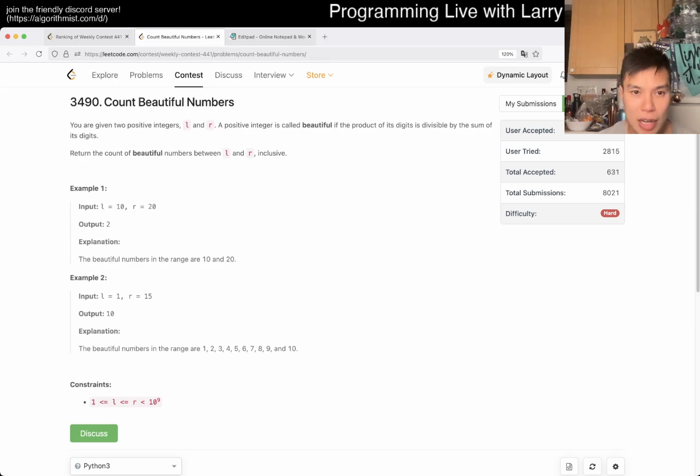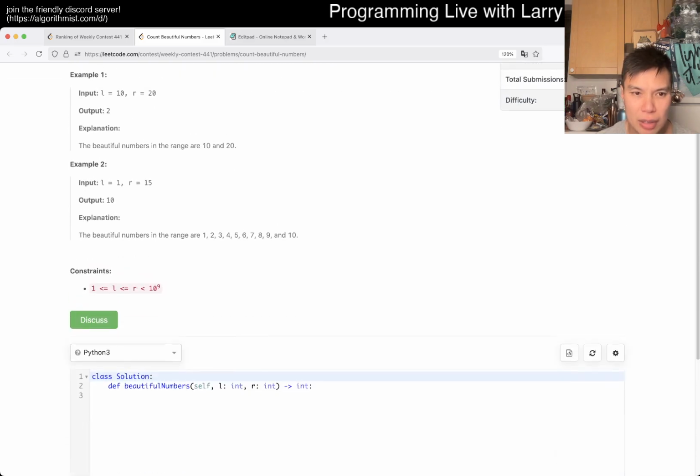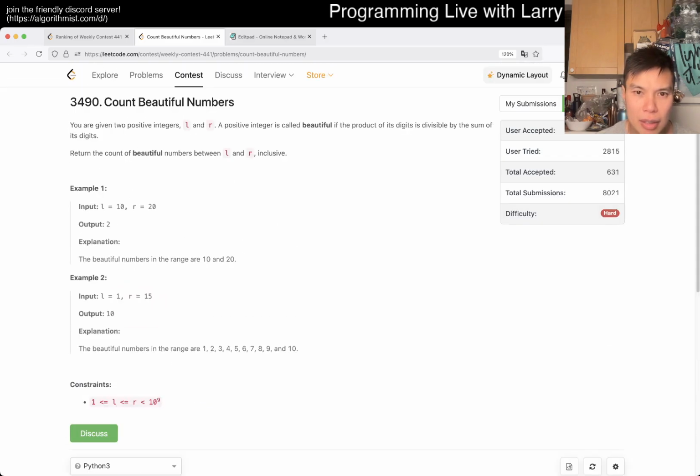2 positive integers, L and R. Beautiful if the product of the digits is divisible by the sum of the digits. Count. Okay, 10 to the 9. The product of its digits is divisible by the sum of its digits. It goes up to 10 to the 9. I mean, the inclusive part is just easy to change, but how do I just count in general? Okay. So by definition, 1 digit is going to work, right?